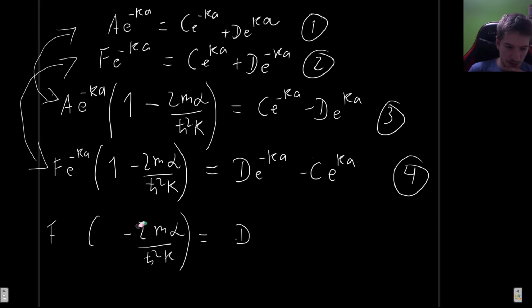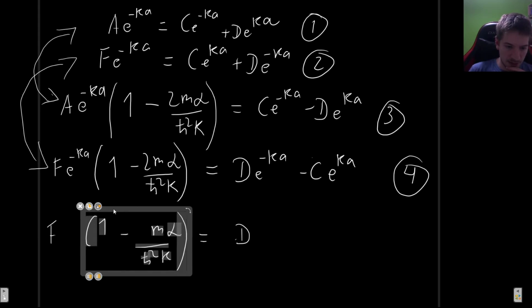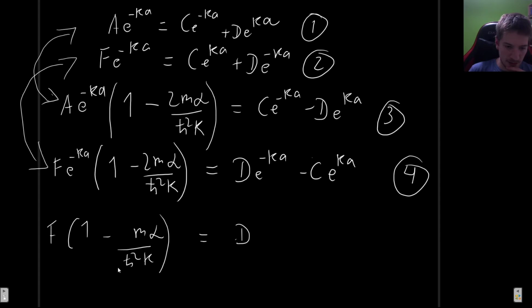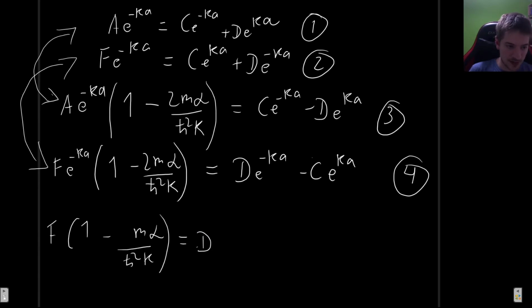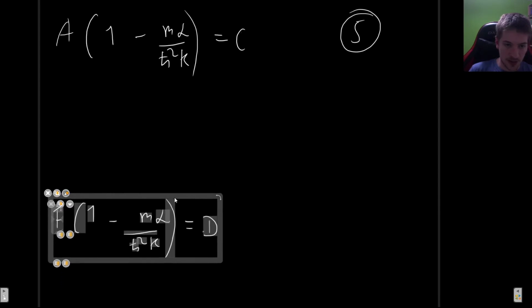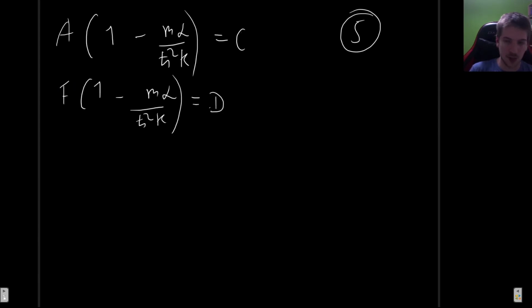So we are going to be left with something that is a lot simpler, which is going to be that F times 1 minus m alpha divided by H bar squared K is going to be equal to D. So let's now take this to the next slide as well. Write it right next to this other relationship, and this will be equation number 6. So now we have expressions for C and D.